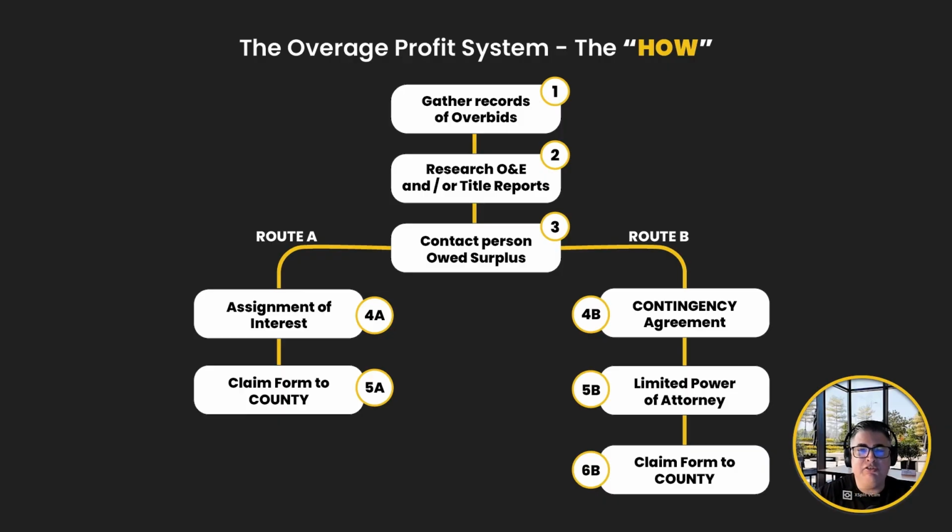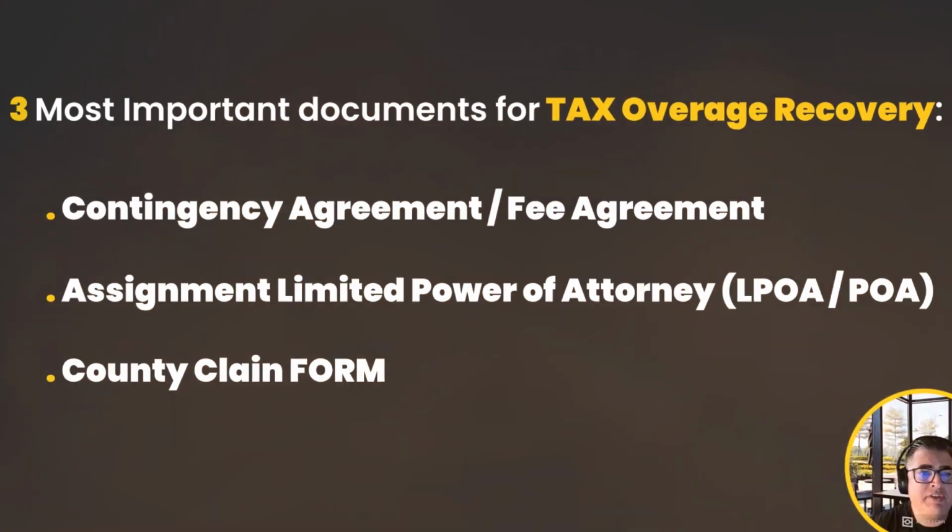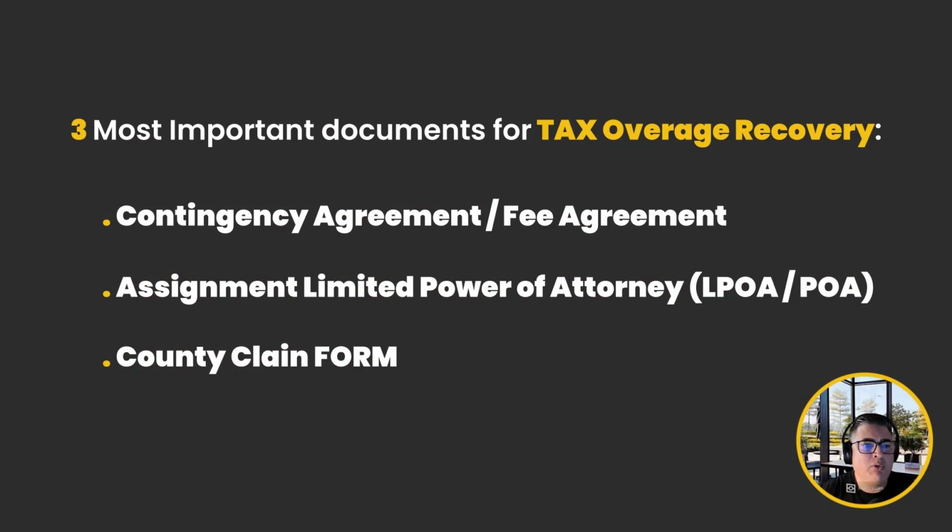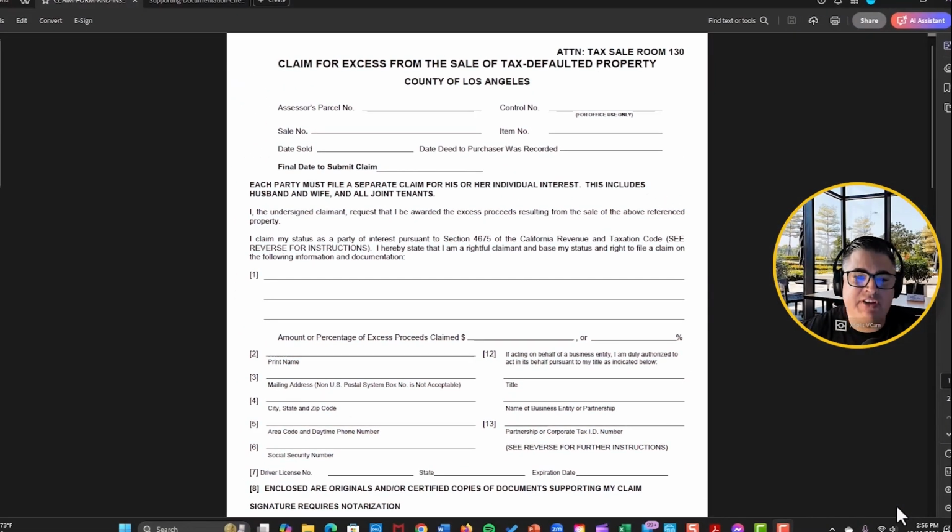You're either going to use an assignment of rights, which assigns you the rights to collect these funds, or a limited power of attorney, which is limited authority to act on behalf of that client. These are the three most important documents you're going to need in order to recover the funds. Of course, you have the contingency agreement, the assignment or limited power of attorney, and then the claim form to the county. So here's an example of Los Angeles County.